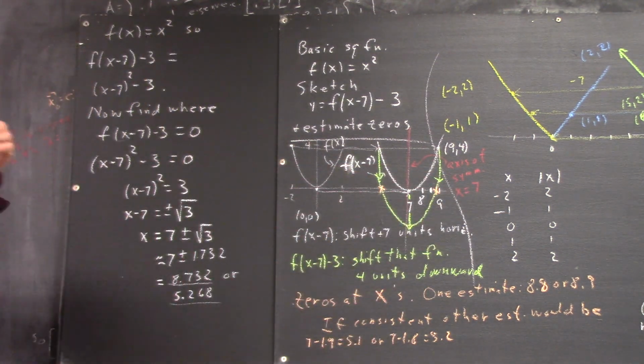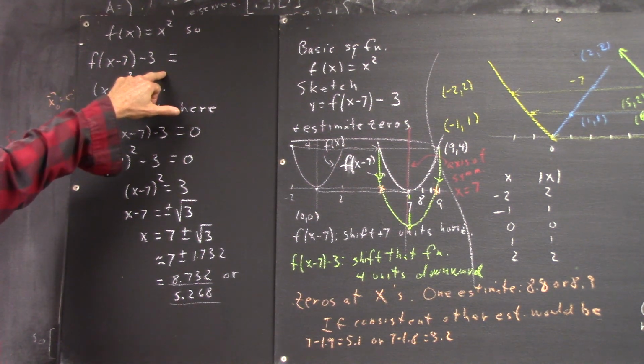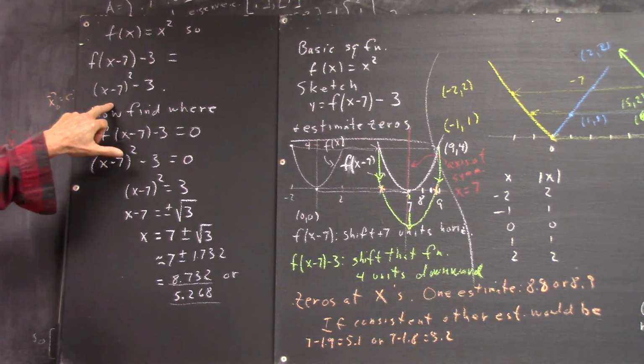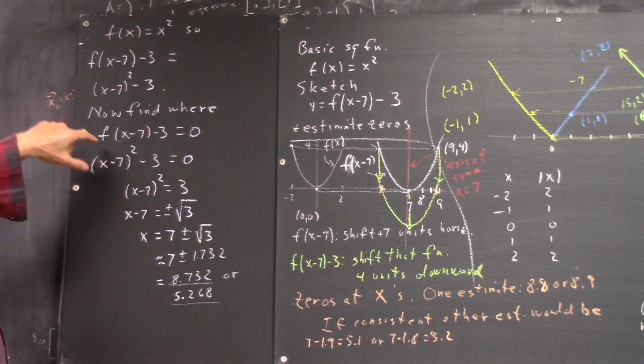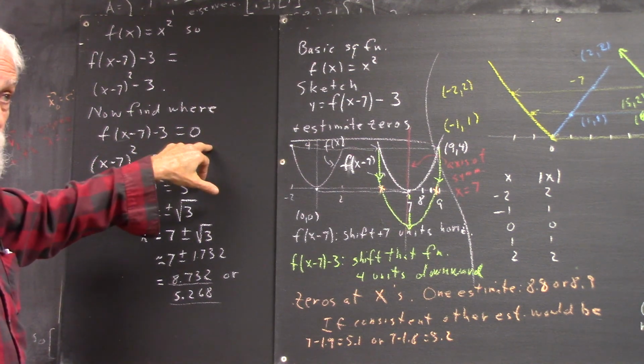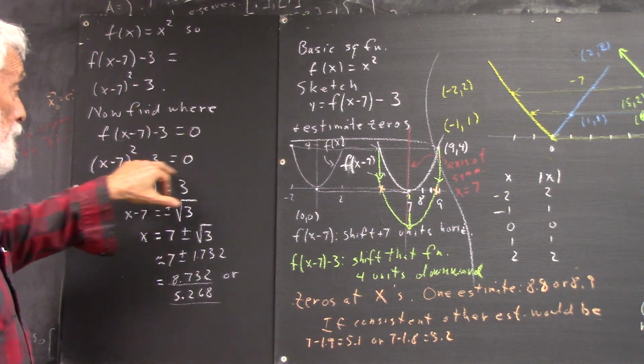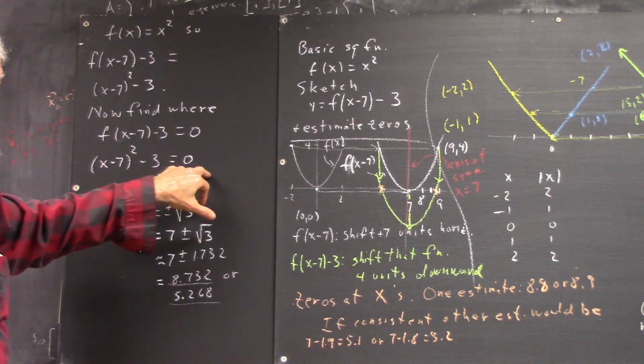Well, it turns out to be really easy. First of all, to write out what f of x minus 7 minus 3 is, replacing x by x minus 7, we get this, right? So here's our equation. And now we want to find where that is 0. So f of x minus 7 minus 3 is 0. That happens when x minus 7 squared minus 3 is 0, right?